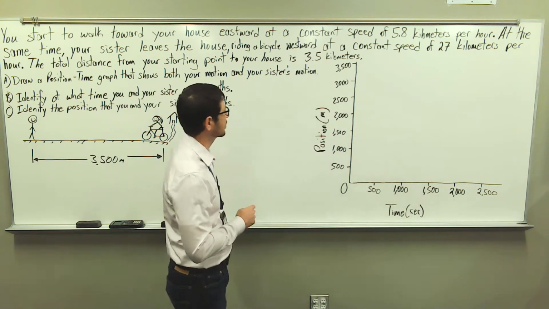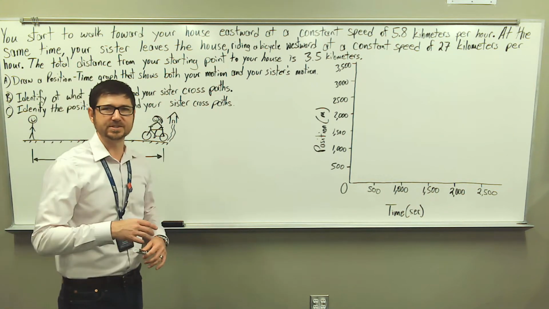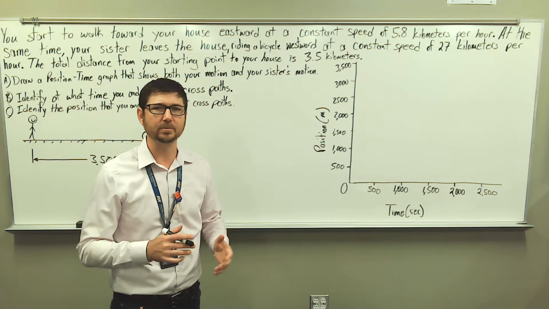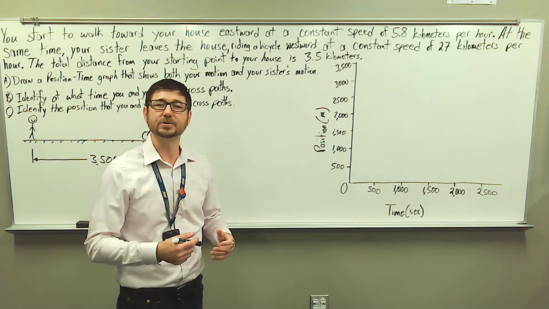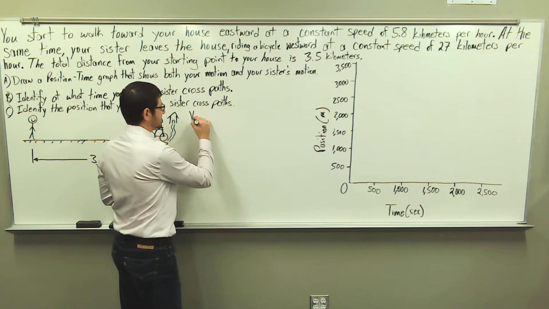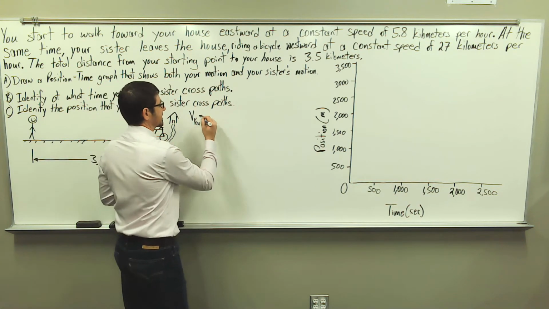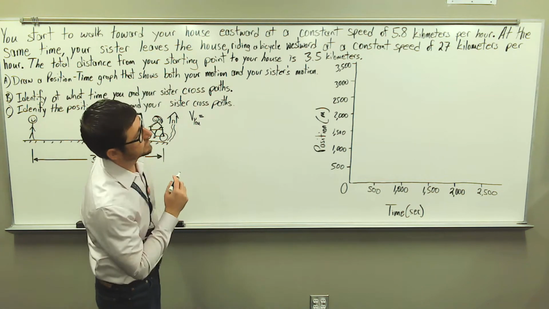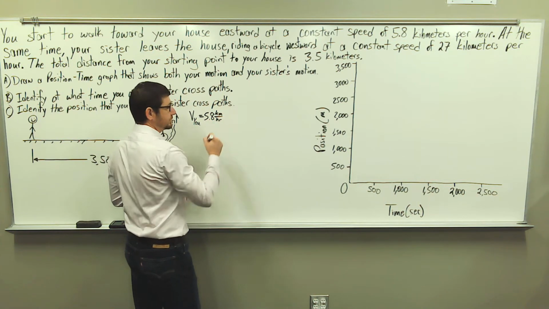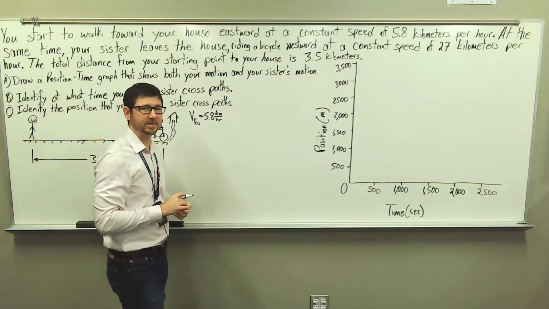So what we want to do is first use some dimensional analysis to convert your and your sister's velocity from units of kilometers per hour to units of meters per second. So right here we have the velocity of u, so I'm going to use a subscript of u. We're traveling at 5.8 kilometers per hour, and we're going to use some dimensional analysis to convert from kilometers per hour to units of meters per second.